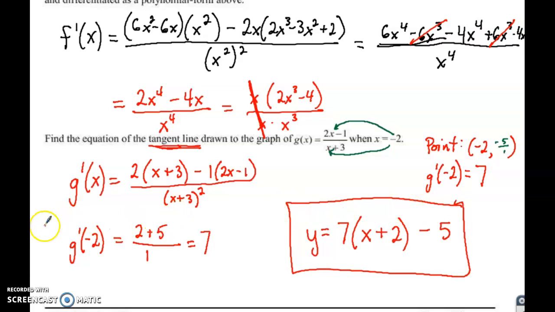Feel free to pause this video at any point, really soak this in, or try it on your own and then see if you can get an answer that matches. So we are ready to move on to the next page. And now we can actually use the quotient rule to solve some pretty interesting problems.